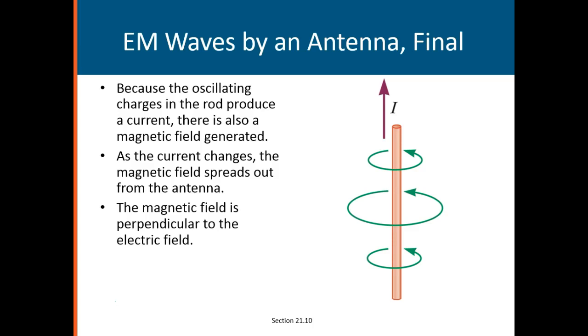Because the oscillating charges in the rod produce a current, there is also a magnetic field generated. Anytime you have a moving charge, you induce a magnetic field. The charges are changing, therefore a magnetic field is induced. As the current changes, magnetic field spreads out from the antenna. The magnetic field is perpendicular to the electric field. If electric field is going in this direction, magnetic field in that direction, but off by 90 degrees, okay?